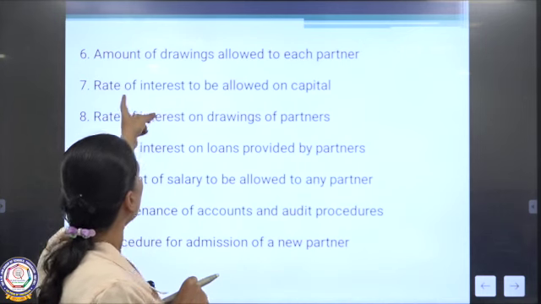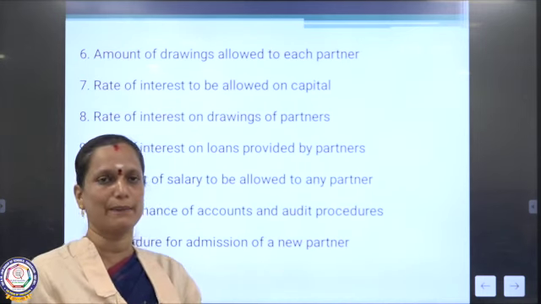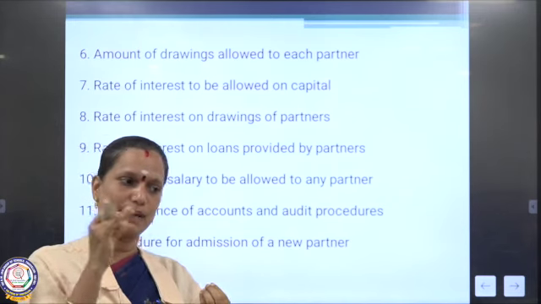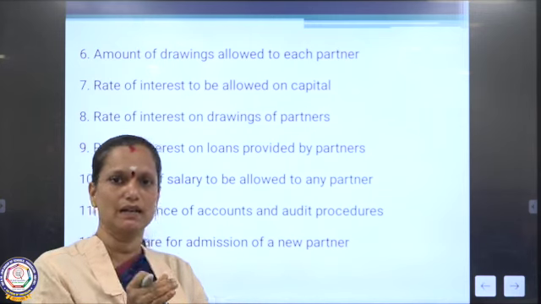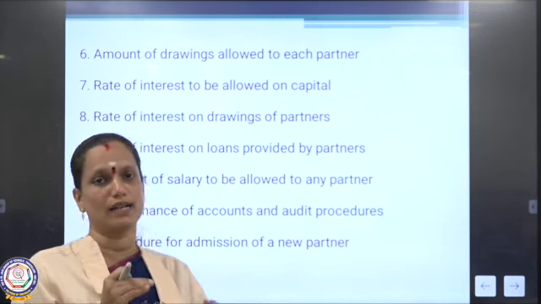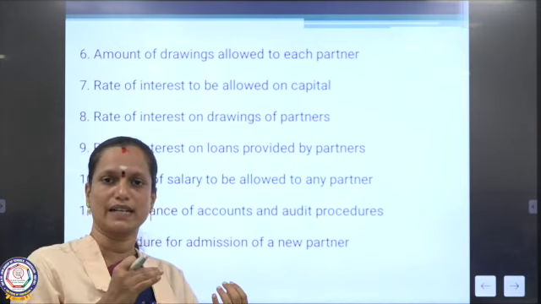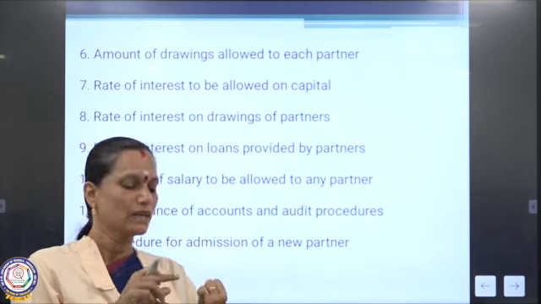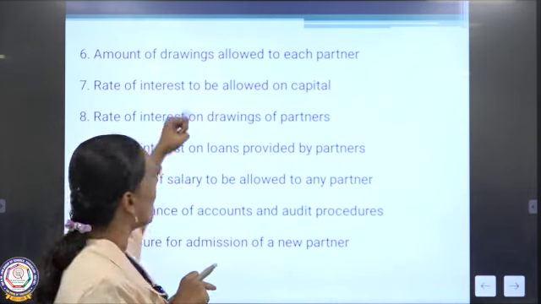And then the amount of drawings allowed to each partner. See, sometimes what will happen is that a partner will take an amount from the company, from the firm, for their personal use. Personal use is called drawings. So, drawings means personal use, if you are taking the amount from the business. How much you are able to take, that also you have to mention.